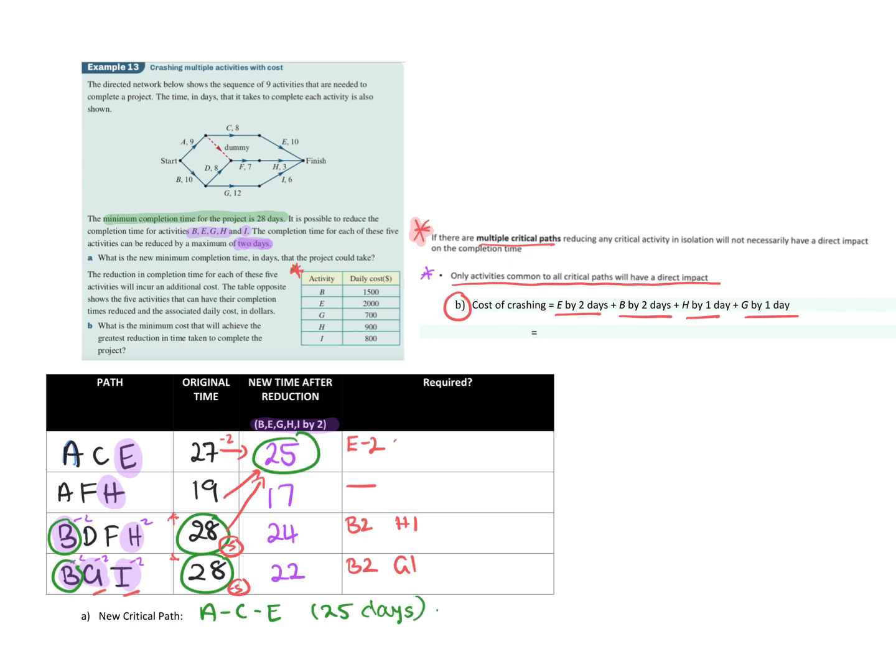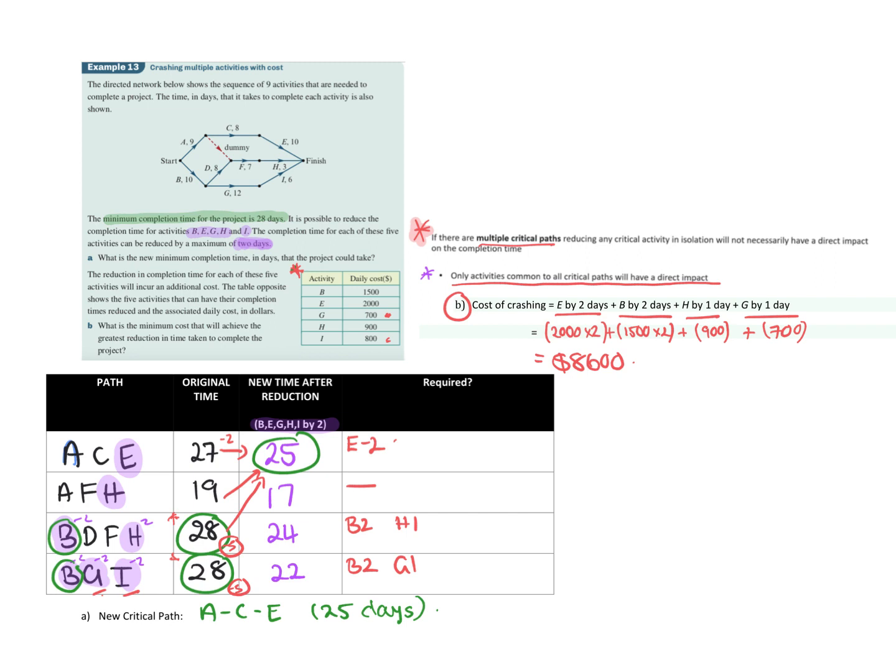So if we add these up, E by 2, E costs 2,000, so we've got 2 of them. Then you've got to add a B by 2. I think B was 1,500, plus H, which was 900, and plus G, which was 700. If you add all them up, that's going to be the total cost. It ends up being 8,600 is the minimum cost.